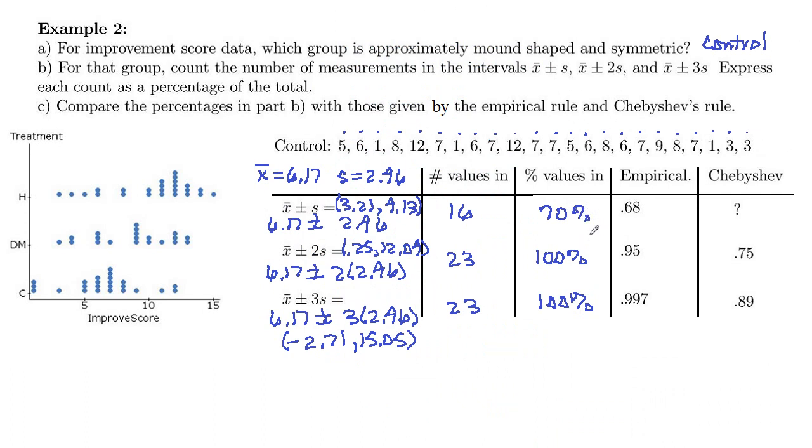So we see our percentages are 70, 100, 100, which are not too far off from empirical: 68, 95, and this is almost 100. So definitely closer to empirical than they are to Chebyshev. So while not quite mound-shaped, not far off.